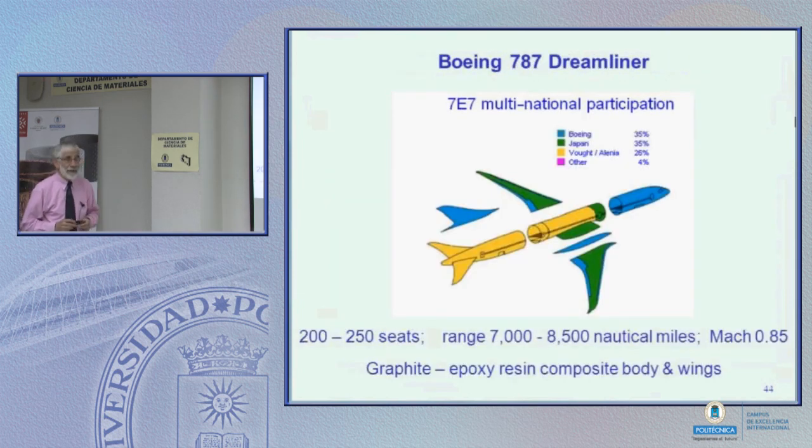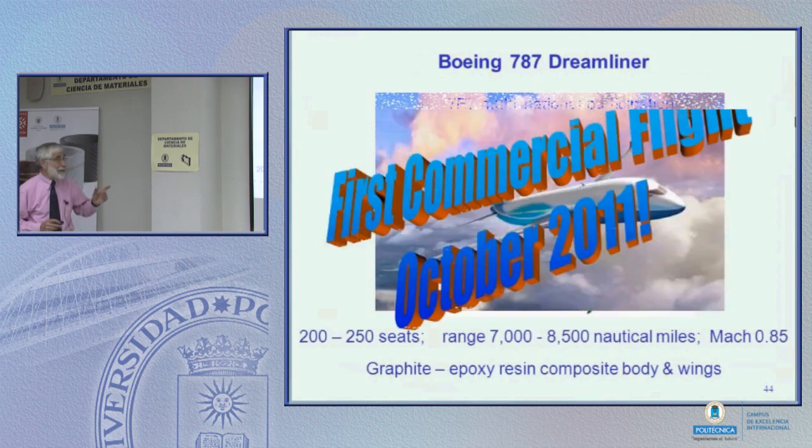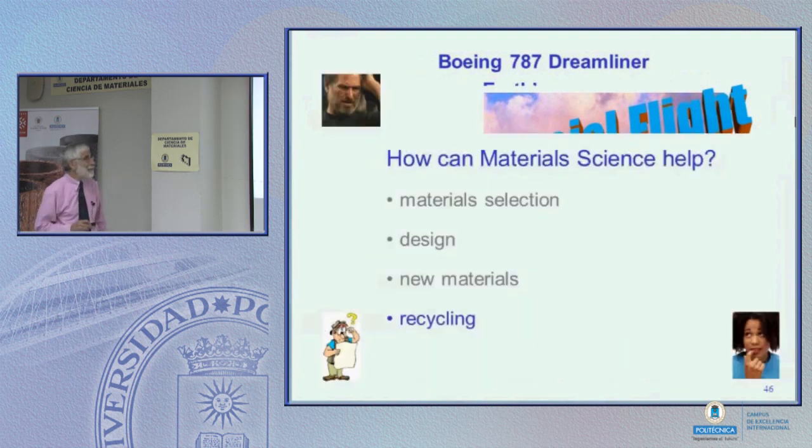And of course, I mentioned the 787, the Dreamliner, which has been very successful. It hasn't flown for very long. Its first flight was less than 2 years ago. And of course, we also know that just after Christmas, it could not fly, but that was not due to the structure. That was due to the fuel cells. And again, that's another area for material science, as we will see.